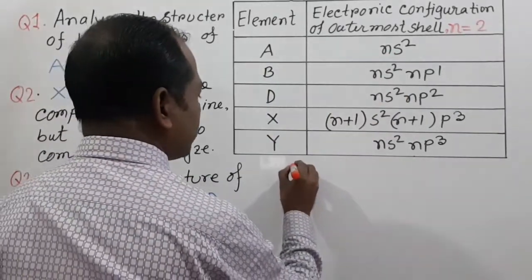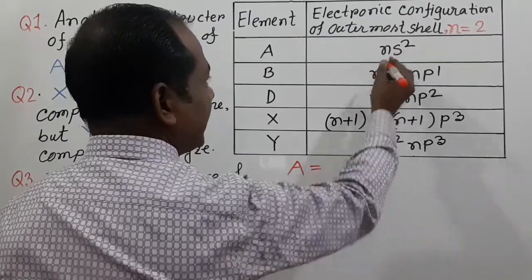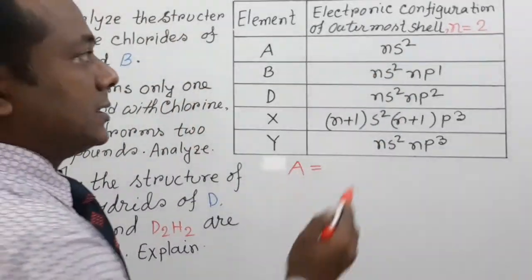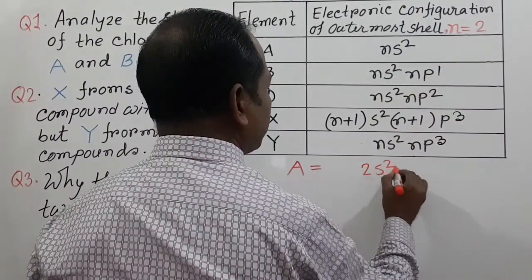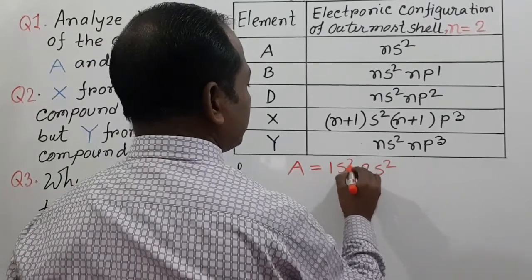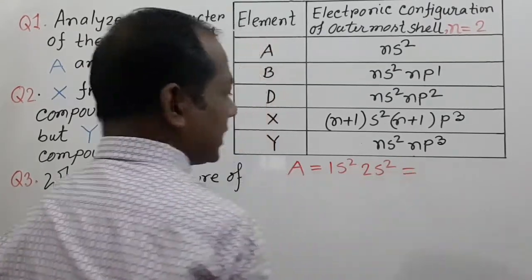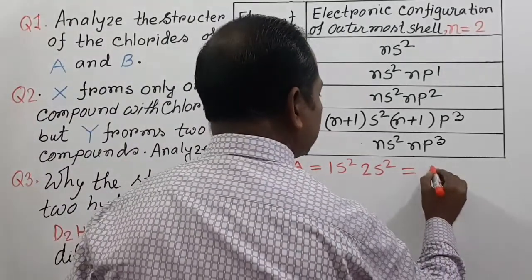So my dear students, we can write A's electronic configuration as ns2. That means n equals 2, so we write here 2s2 and 1s2. So we can say that the element A represents beryllium.